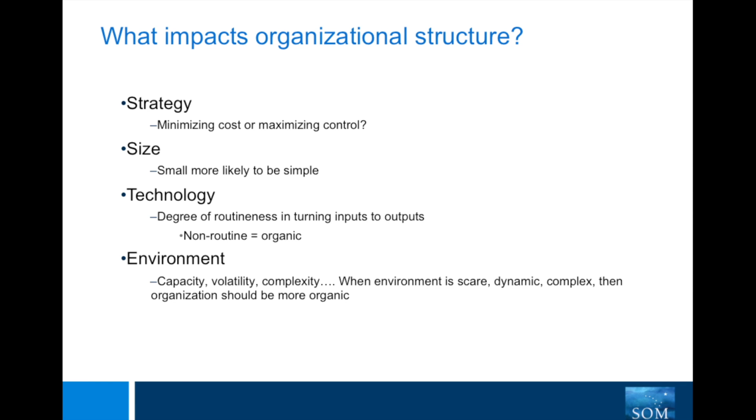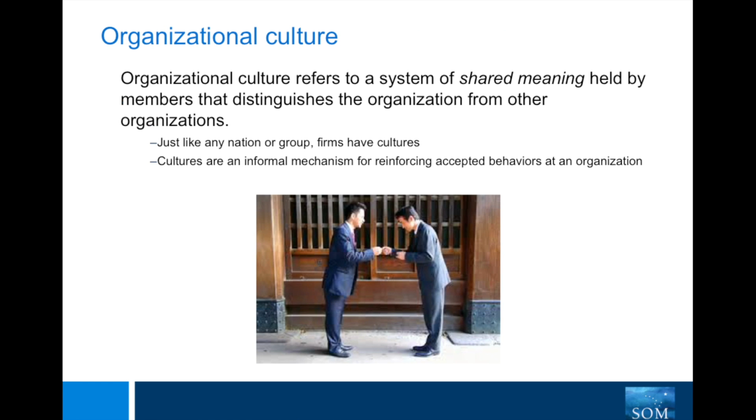Finally, there's environment. So your book uses environment to describe, kind of broadly, what's going on in the world economy, what's going on in the industry, and how that impacts your organization. If you are an organization in an industry that is rapidly changing, you might choose a more organic structure because it allows you to adapt more readily. Mechanistic structures, because they're more formalized and more ingrained, don't adapt quite as easily or as quickly. So moving on to organizational culture.